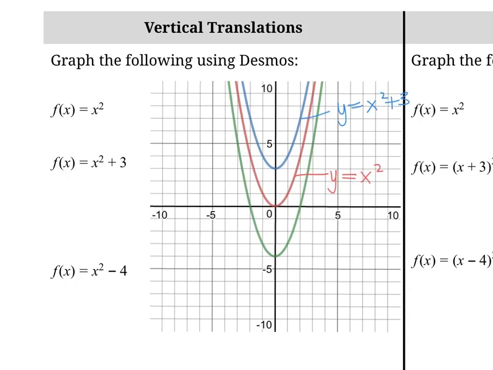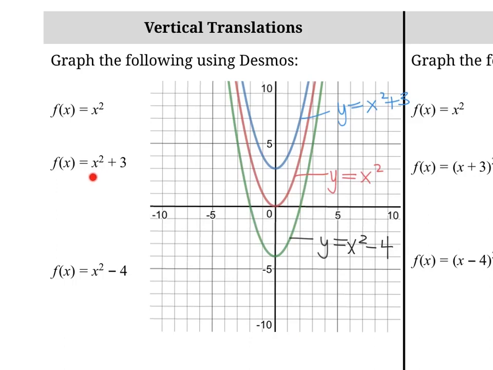And then when you graph this last one, where we're taking the original function y equals x squared and subtracting 4, that shifts the parabola down 4 units, and we're left with this parabola down here, y equals x squared minus 4. So pretty simple. You're familiar with vertical translations from grade 10.